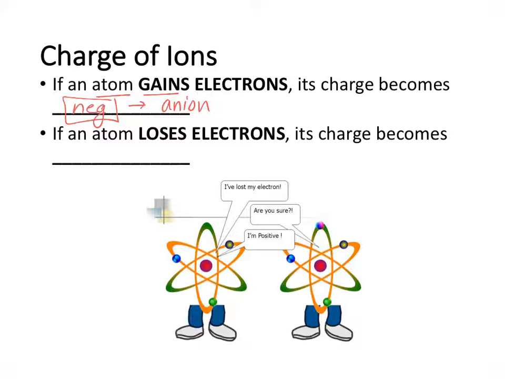If you are losing 1 or more electrons, you are becoming positive because you're losing something that's negative. That is called a cation. So a kind of cheap way to remember this, the letter N in anion can help you remember it's negative. And then for the cation, the T kind of makes a plus sign to tell you it's positive.